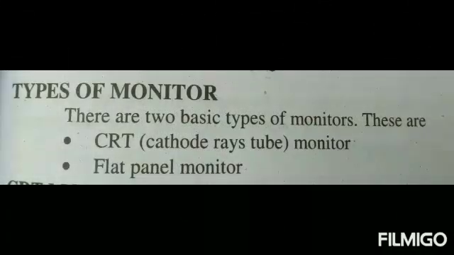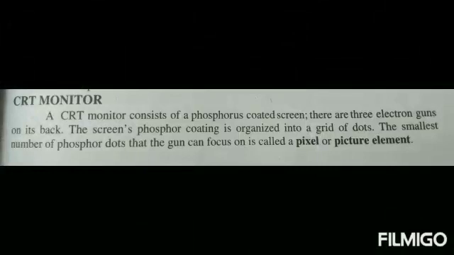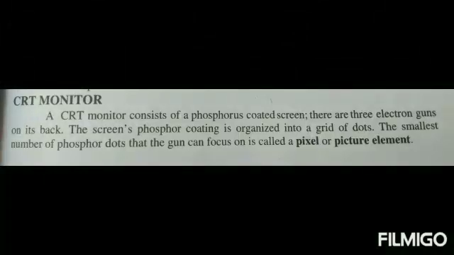There are two basic types of monitors. These are CRT, which stands for cathode ray tube, and flat panel monitor. CRT monitor. A CRT monitor consists of a phosphorus coated screen. There are three electronic guns on its back.